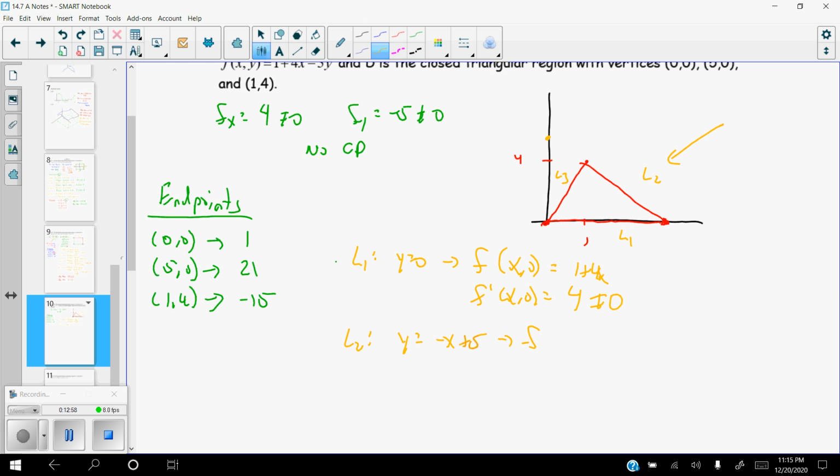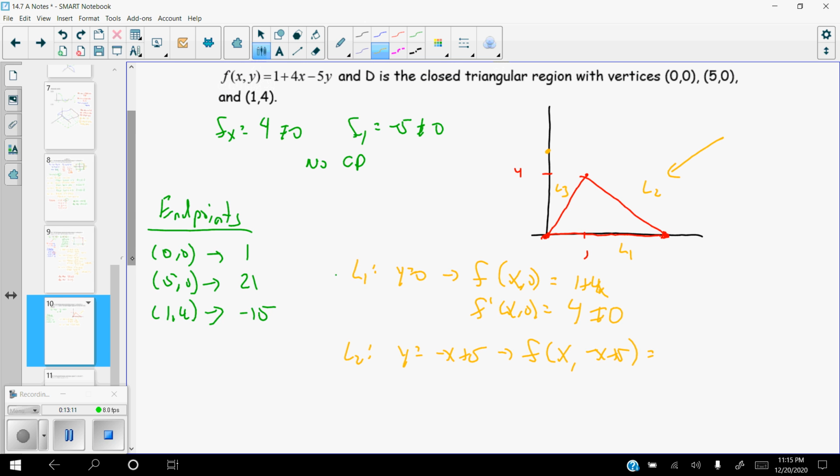So what that gives us is the function. The function is going to be a function of x, y, but y is -x plus 5. So that means for every y value up here, I'm going to plug in -x plus 5. So we get 1 plus 4x minus 5 times (-x plus 5). Now, if you really want to go ahead and work this whole thing out, you can. But once you distribute this, you're going to get a -5 times the -x, which is a 5x, which you'll add to your 4x, will give you 9x.